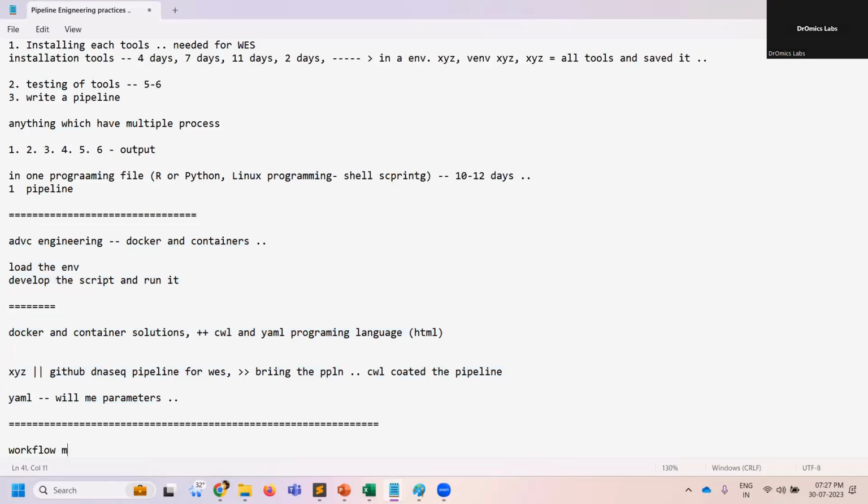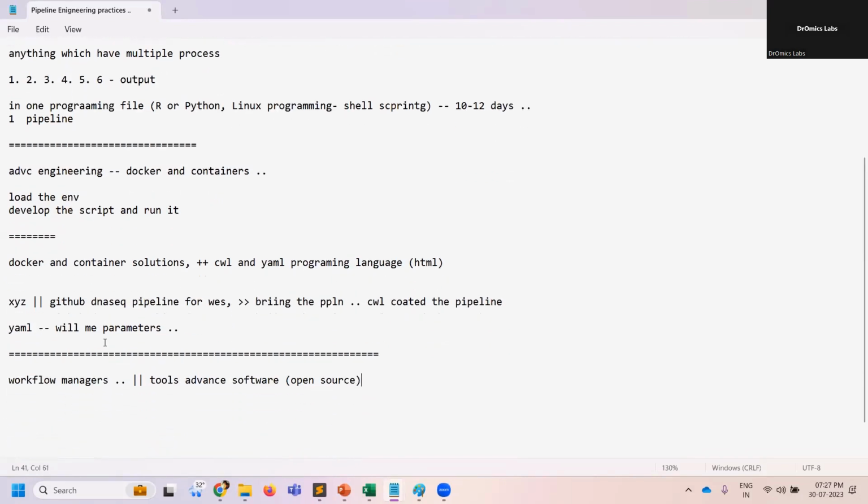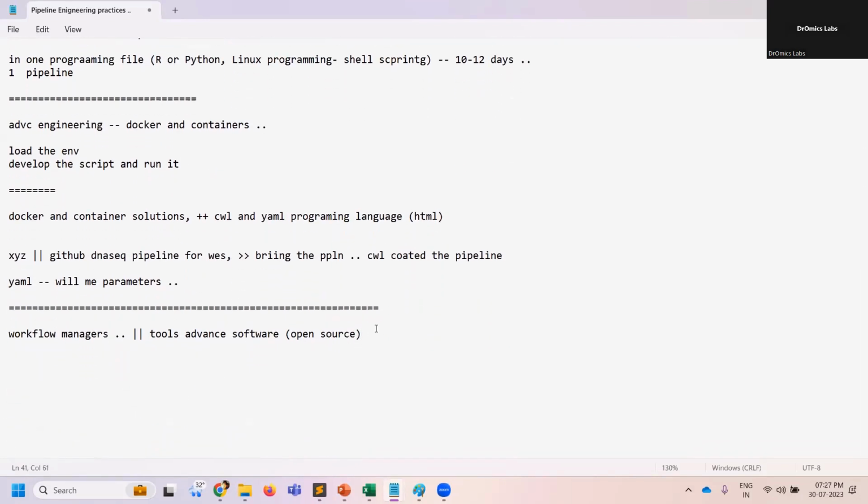Okay, so now in the last few years, what is happening? There are some workflow managers. What is a workflow manager? They are some advanced tools or software, again open source for your information, which by themselves do everything. You don't need to do anything. You just come up with a script, you come up with a pipeline, and they will do everything.